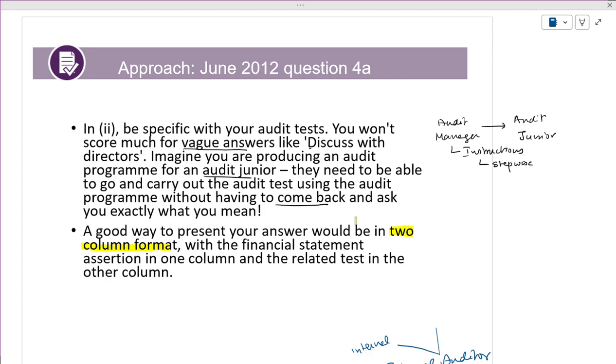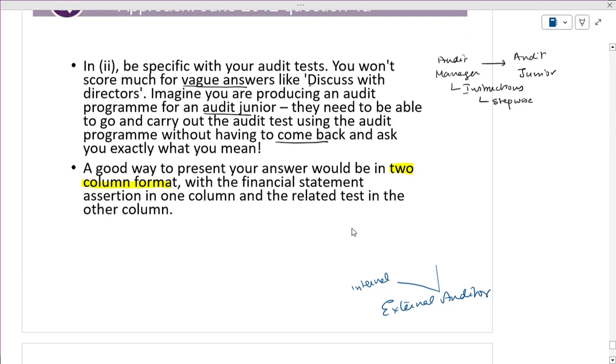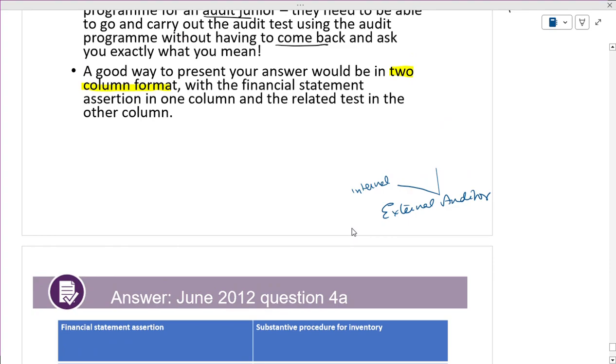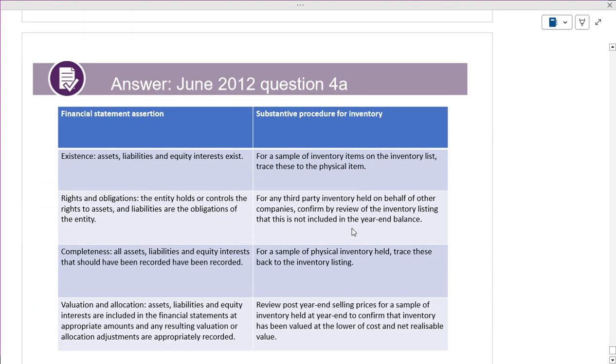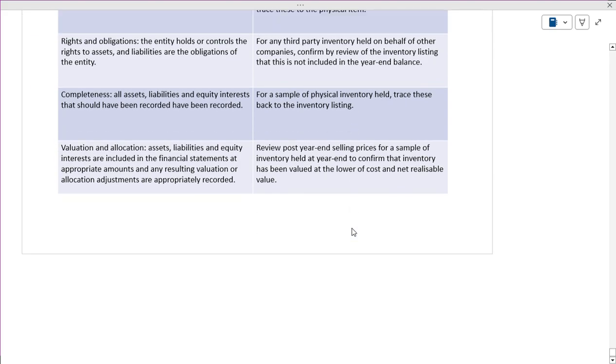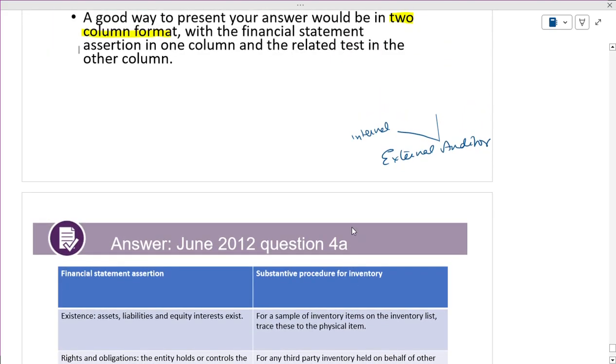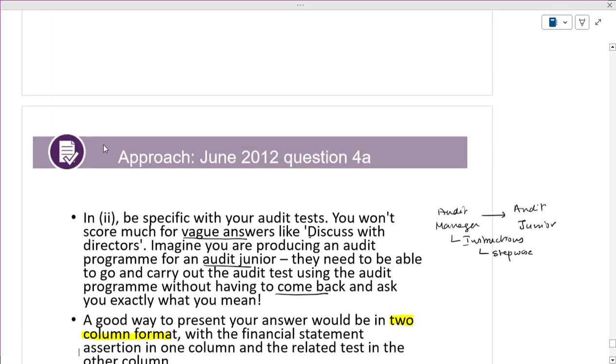In the examination, you can insert a column. The moment you are inserting two columns, automatically on one side you have to identify, and on the other side you have to describe. Now, what are the financial statement assertions? We have missed one here.